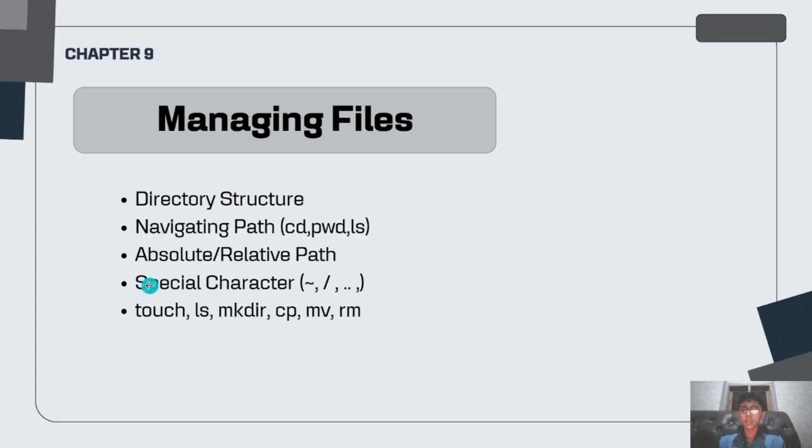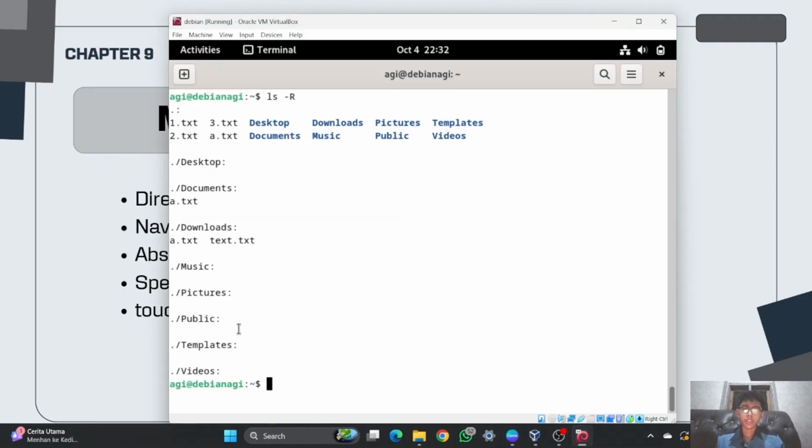So that is the touch and ls command. And the next one is mkdir. mkdir has a function to make a new directory. For touch, it is only making a new file, but for mkdir, it is making a new directory. So for example, in here, wait, I will clear it first.